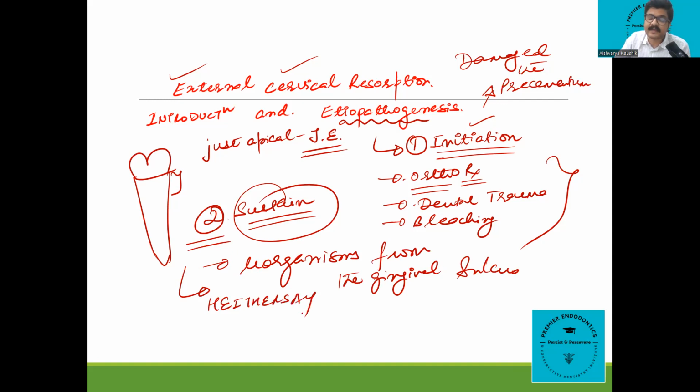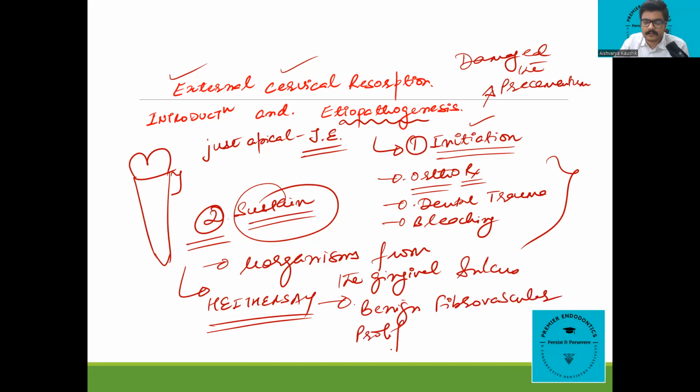Now here, I would just like to mention one more point, that according to Hethase, he said that forget about microorganisms. External cervical resorption is actually a totally separate entity. It is nothing but a benign fibrovascular proliferative lesion with no significant involvement of microorganisms. Anyways, there is no final verdict as to who is right. Okay, so that discussion remains open. We just have to be sensitized about these points.